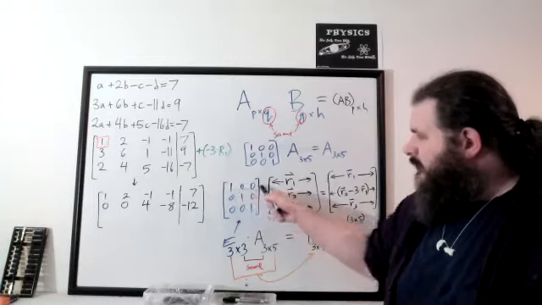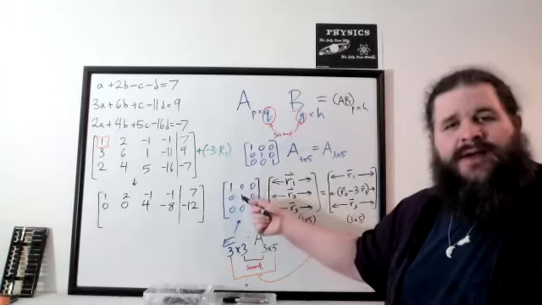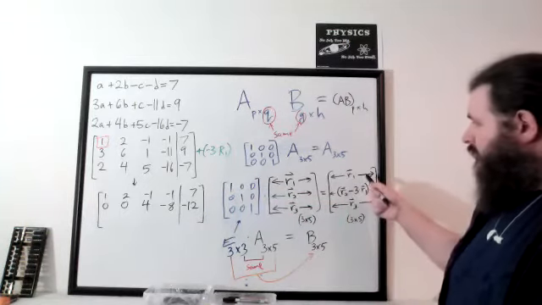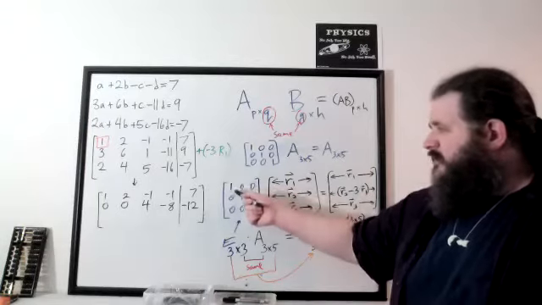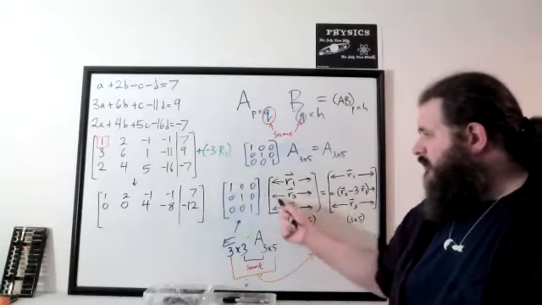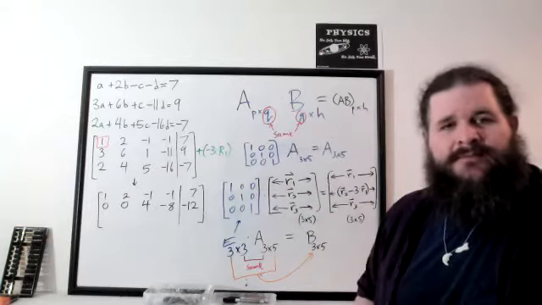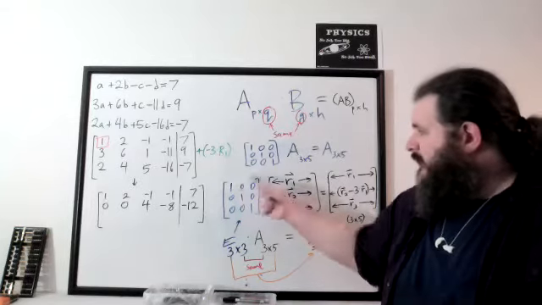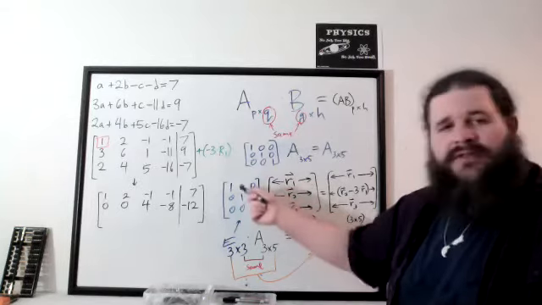In fact, you could think of the first row of this transformation matrix as being a recipe for building row 1 of the result. This recipe tells you how much of row 1, how much of row 2, how much of row 3 to use. In this case, 1 times row 1, nothing from row 2, nothing from row 3.